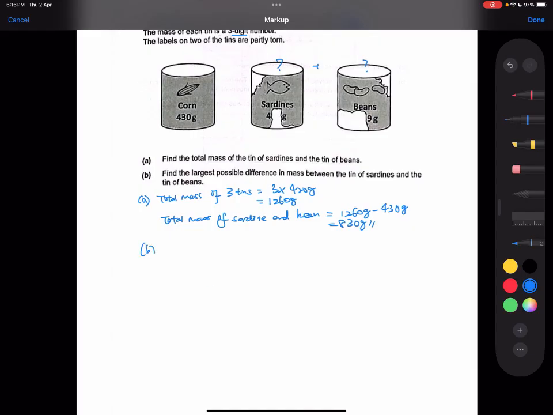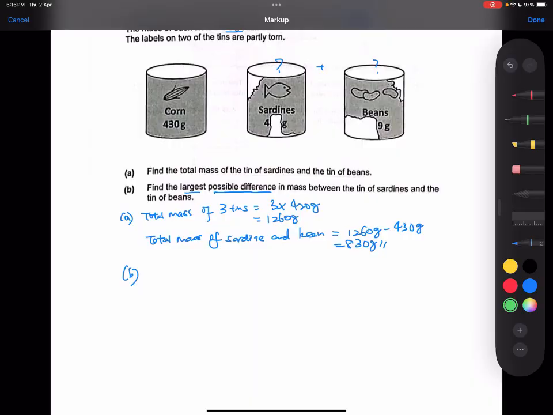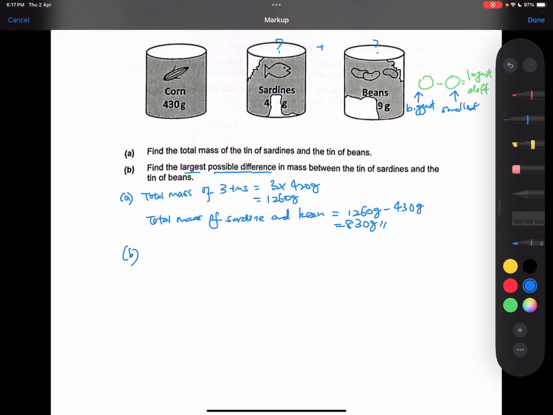Now part B, we want to find the largest possible difference. Difference means taking one number minus the other. And when you want the largest possible difference, it means that the first number must be your biggest possible number. Second number is your smallest possible number. Now, do we know which tin is heavier? Is it sardine or is it bean? No, we don't know. So there are 2 scenarios that we need to check out first.